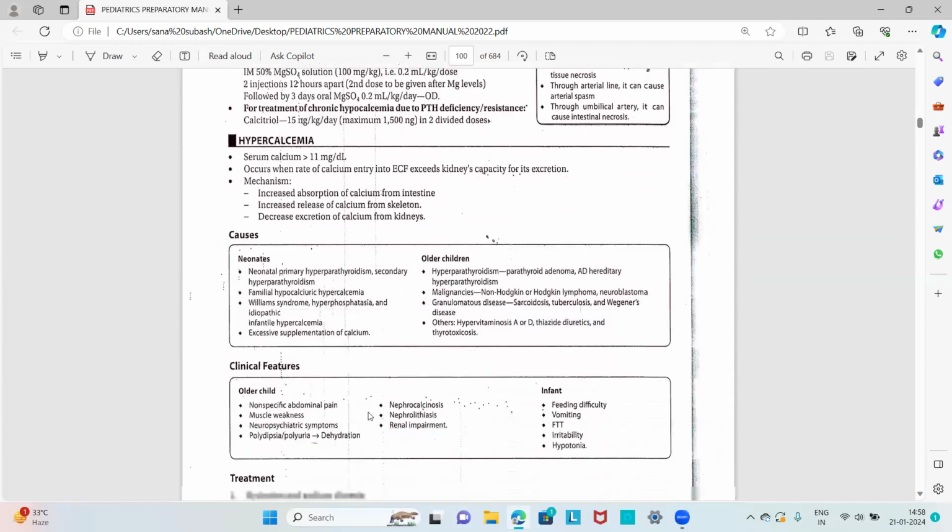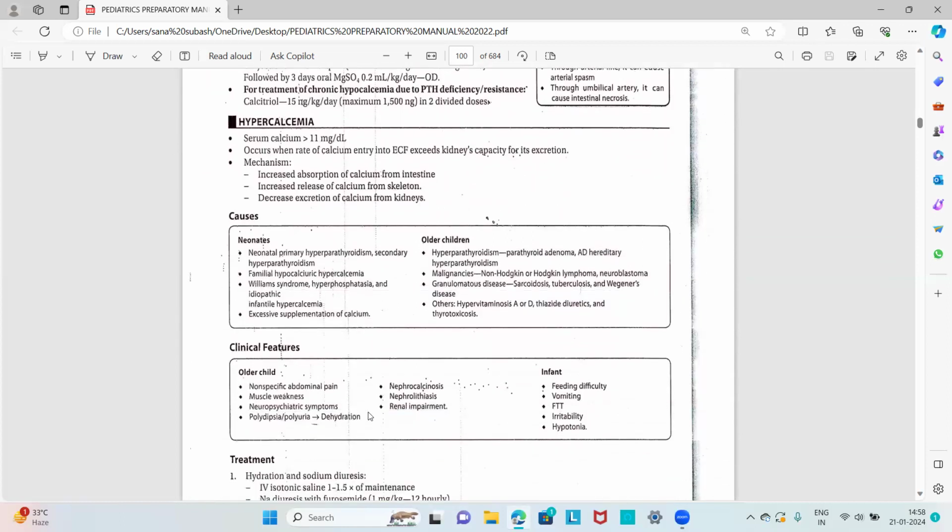That is also a short note. What is hypercalcemia, and what are the clinical features? Hypercalcemia is defined as a serum calcium level greater than 11 milligram per deciliter. Hypocalcemia is less than 7 milligram per deciliter.